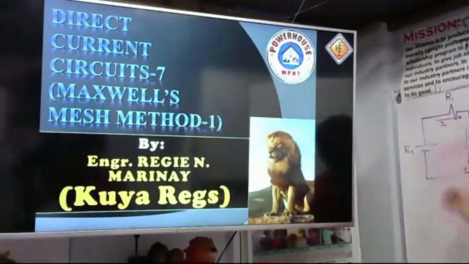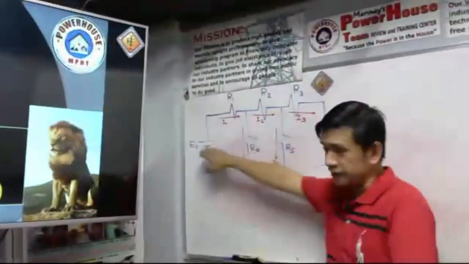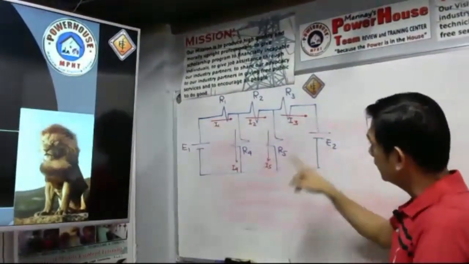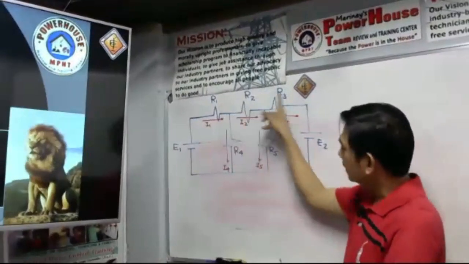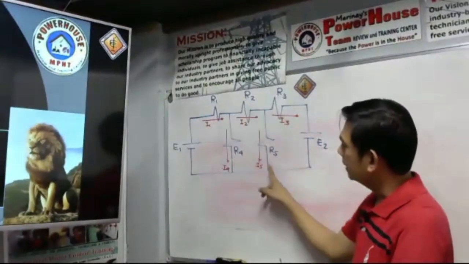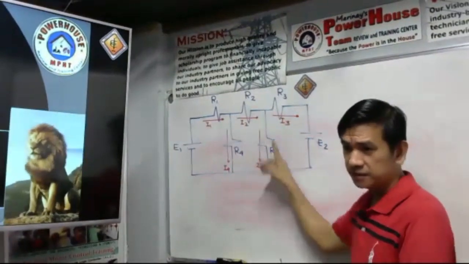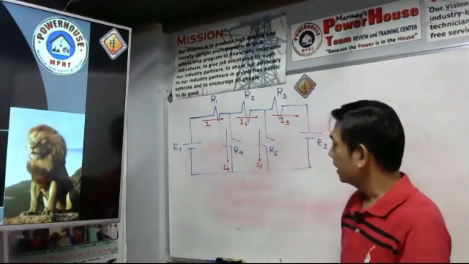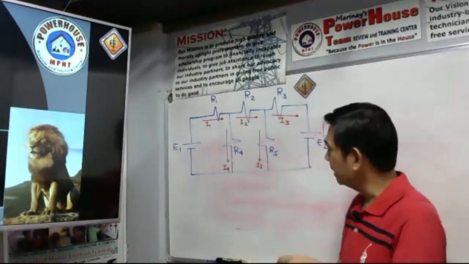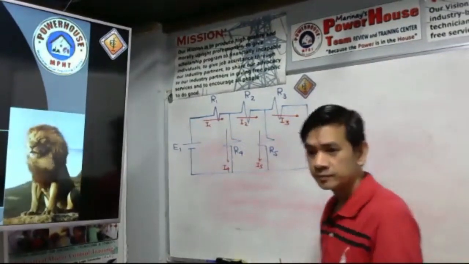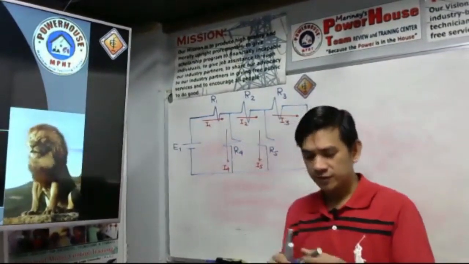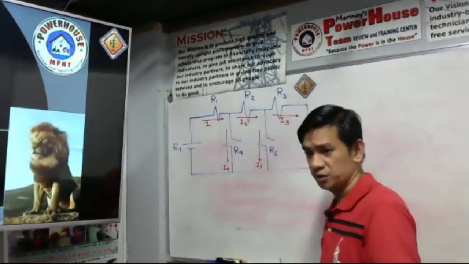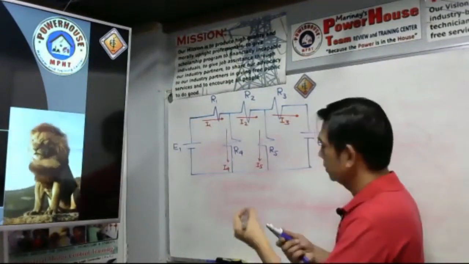I have here on the board two sources, E sub 1 and E sub 2. Then we have R1, R2, R3, R4, and R5 resistors. Basically, we have a three loop circuit here. Actually, the Maxwell's mesh method is based on Kirchhoff's voltage law and Kirchhoff's current law also.